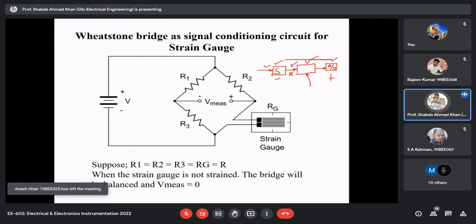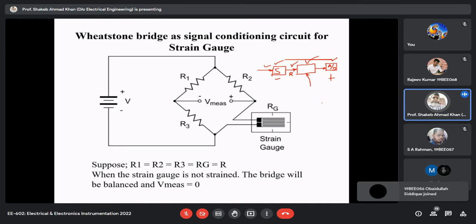Now I want all of you to imagine and figure out how we can convert our strain gauge output signal to be suitable to be interfaced to the A to D converter. One thing is obvious, that whatever signal we are getting out of the strain gauge, it cannot be given as an input to the A to D converter. Do you agree with me?